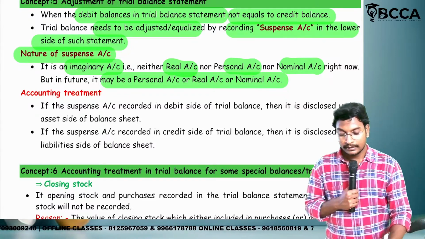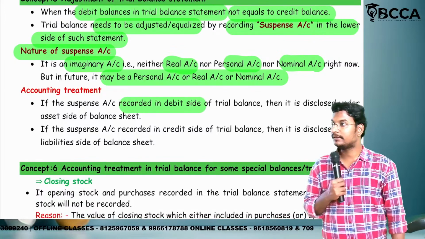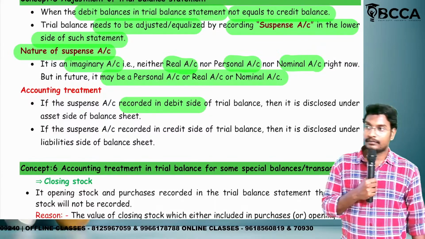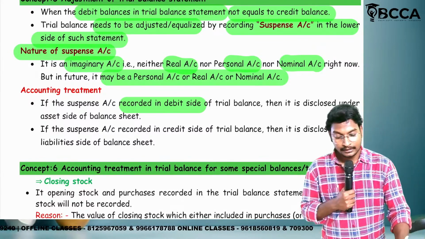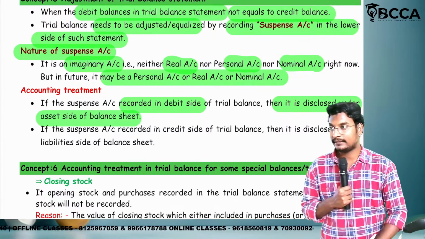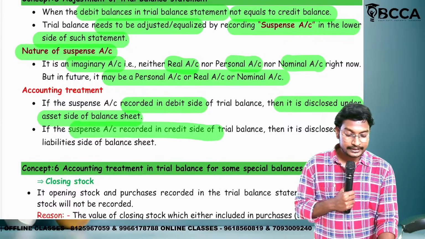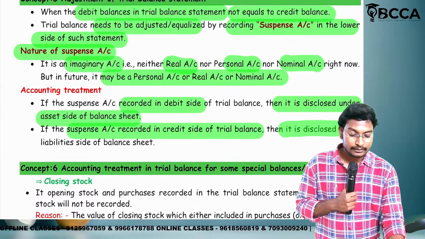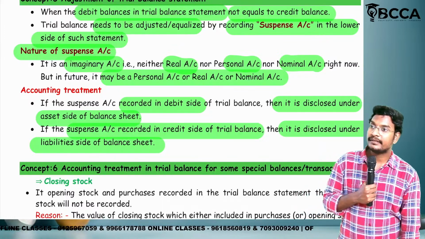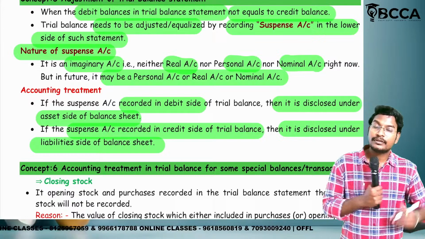Next, accounting treatment. If the suspense account is recorded on the debit side, we will consider it as an asset. Of the trial balance, this is disclosed under the asset side of the balance sheet. If the suspense account is recorded on the credit side of the trial balance, it should be disclosed under the liability side of the balance sheet. Why? Because if it is recorded on the debit side, it will have a debit balance.